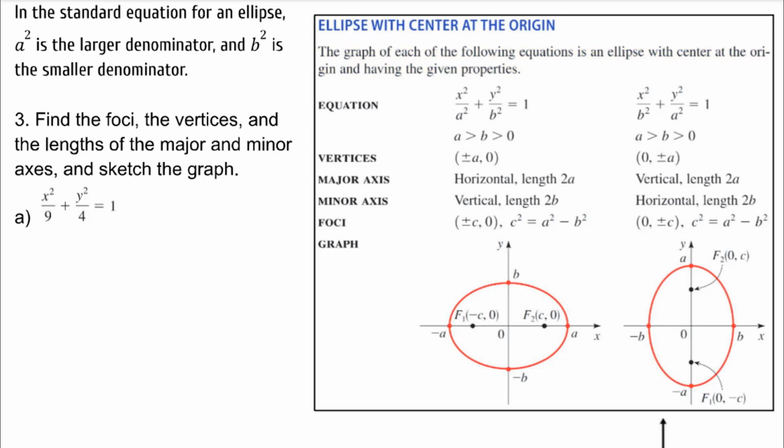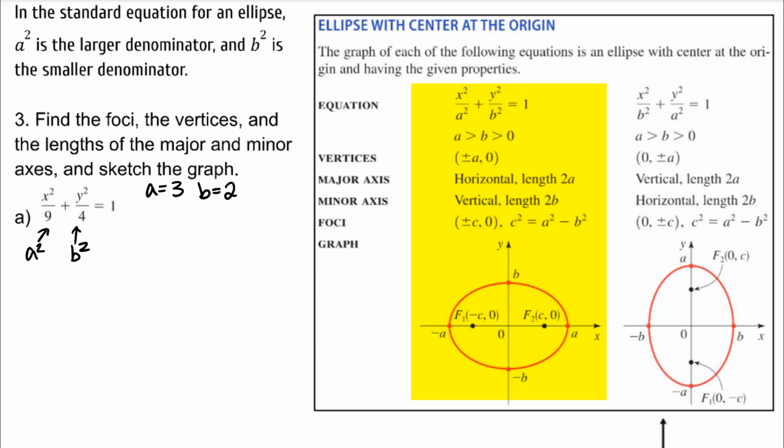For number 3, find the foci, the vertices, and the lengths of the major and minor axes, and sketch the graph. Because 9 is greater than 4, a squared is 9 and b squared is 4, making a 3 and b 2. Because a squared is the denominator of x squared, we have a horizontal ellipse, meaning the vertices, foci, and major axis all lie on the x-axis, since the center is at the origin.